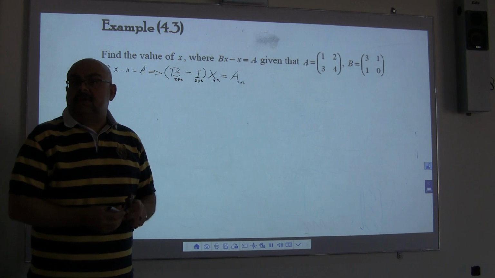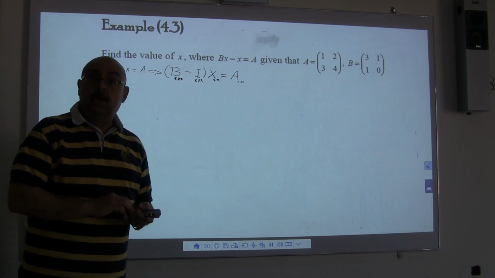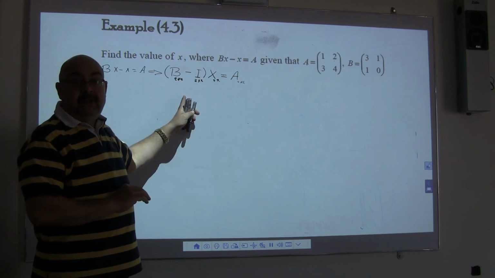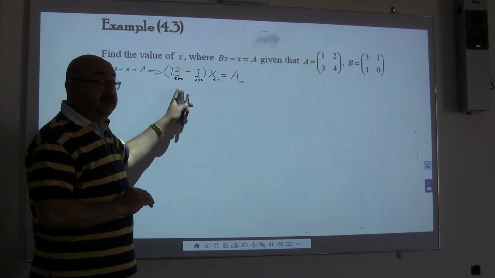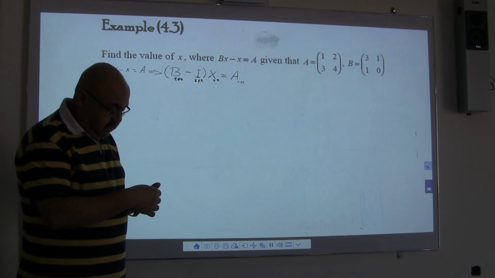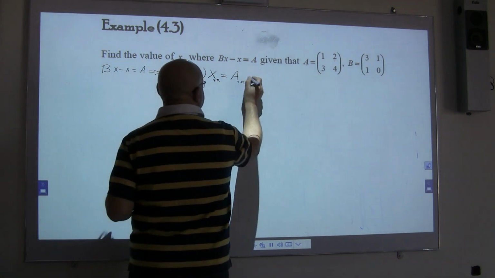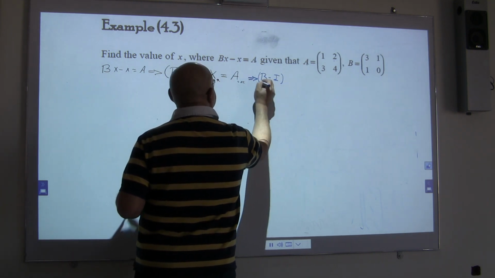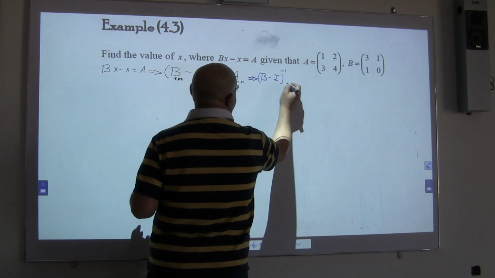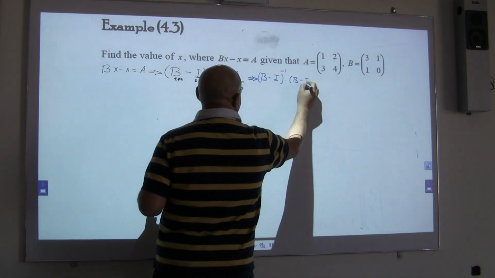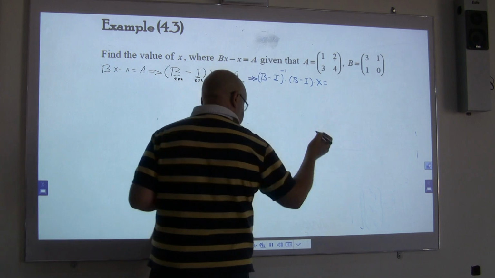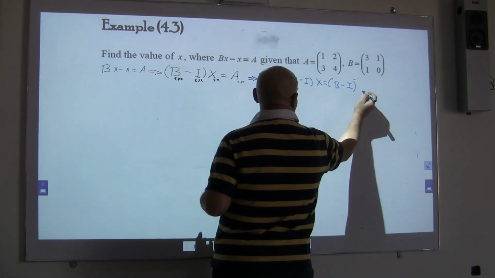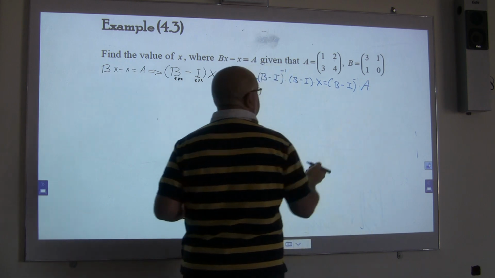Okay? How to get the X value? We will have to multiply both sides by the inverse of the new matrix. What's the new matrix? The new matrix is B minus I. So simply, the idea is to multiply both sides by the inverse of B minus I, which is the new matrix: (B minus I) to the power of -1 times (B minus I) times X equals (B minus I) to the power of -1 times A. Am I correct?